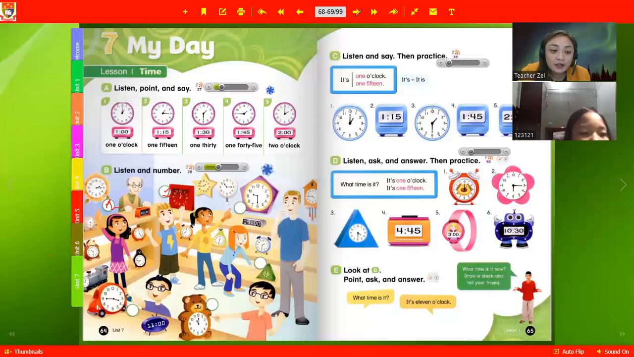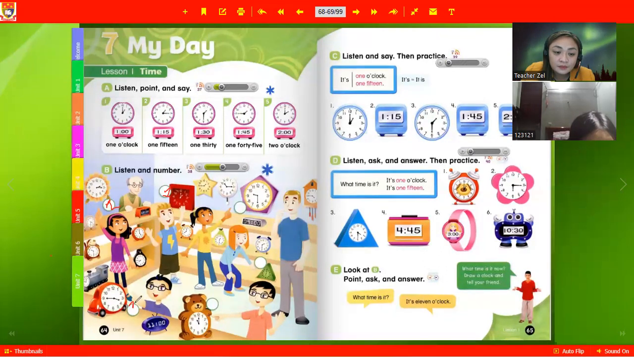All right, let's proceed to number three. Now, ready? Look, it's the car clock. Where is the car clock? This is the car clock. So what time is the car clock? It is 3:45. Yes, very good. It is 3:45. All right. How about picture four?